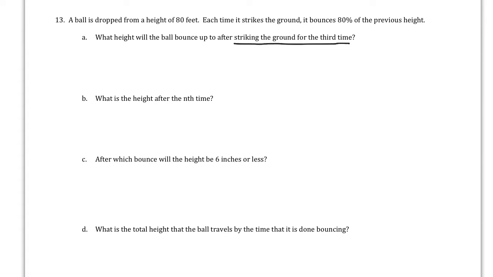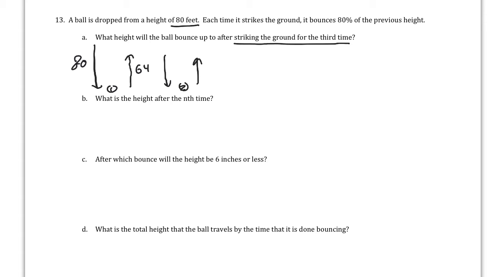Part of the difficulty with this problem is that when we drop it from 80 feet, it hasn't hit the ground yet. If I draw a picture of it, it's falling 80 feet, and then it's going to hit the ground for the first time right there. And when it bounces back up, it's only going to 80% of that, which would be 80 times 0.8, which is 64.